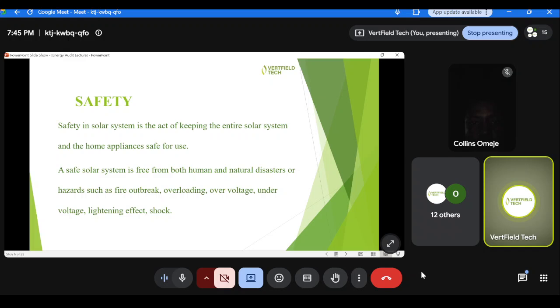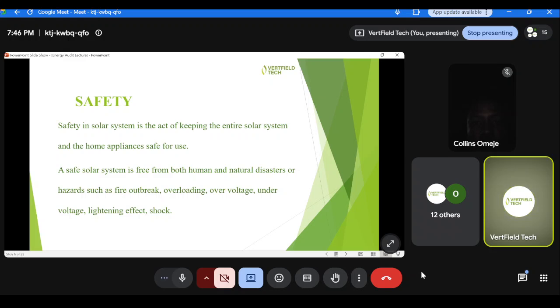So now we talk about safety as it concerns your solar power system. Remember, we said even your energy audit ensures safety, which means that you also need to size properly your safety tools and gadgets. Safety in a solar system simply means keeping the entire solar system and your home appliances safe for use.